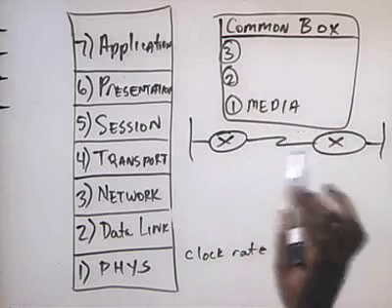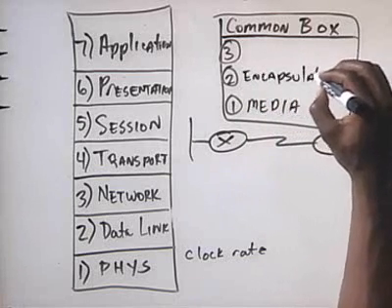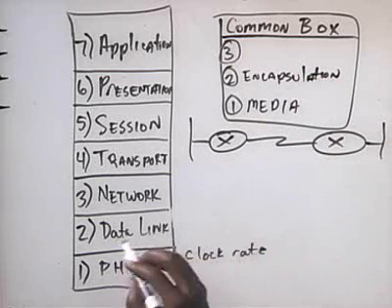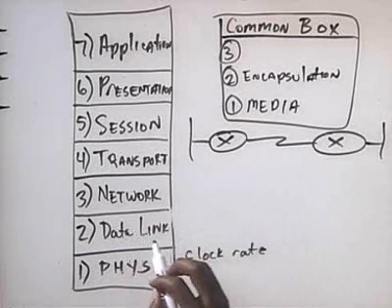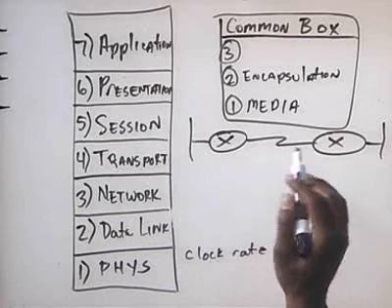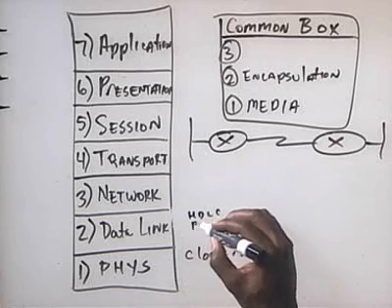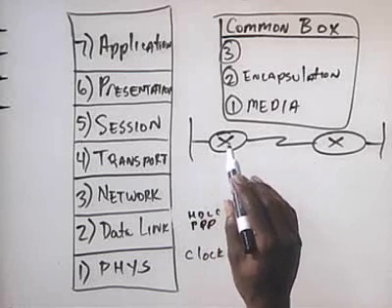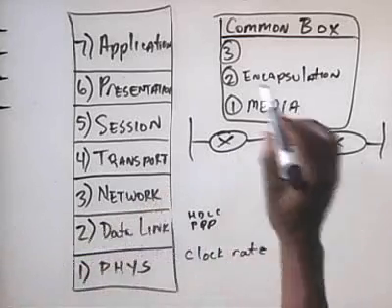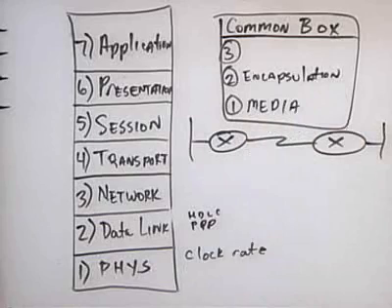At layer 2, both devices must have a common encapsulation or common frame type. Encapsulation and frame type are synonymous. So in order for communication to take place here, the encapsulation must be the same. The default encapsulation on a serial link, of course, is HDLC. So that's why we mentioned before HDLC and PPP. If one device is using PPP and the other device is using HDLC, of course, you're not going to have communication up to layer 2. You might have communication at layer 1, but not up to layer 2.